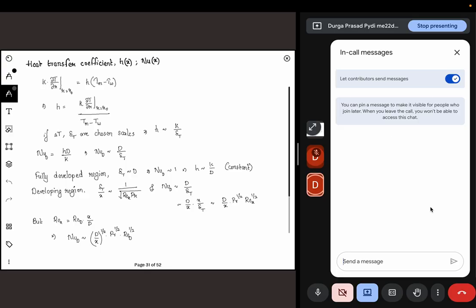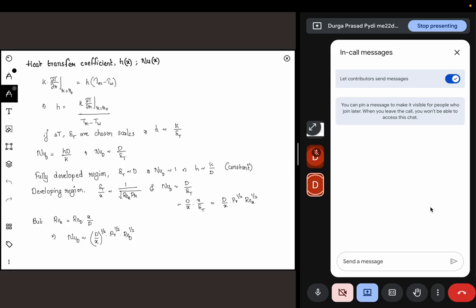Now comes the important question of what happens to the heat transfer coefficient and the Nusselt number. So how do we determine the heat transfer coefficient? It is k times ∂T/∂r should be equal to h times (Tm minus Tw). Just observe the notation that we are using, the sign convention also. The heat flux is given by h times (Tm minus Tw), because the heat transfer is happening from the fluid to the wall. So this is h times (Tm minus Tw), which should be equal to this.